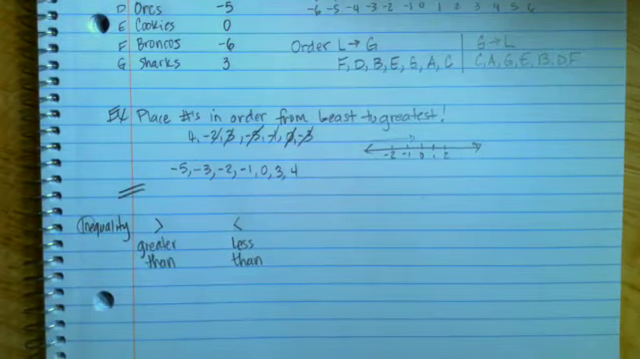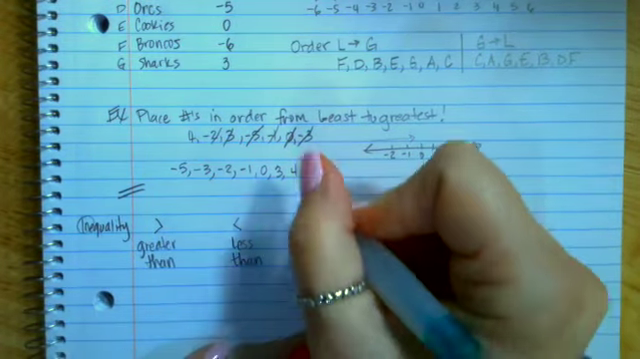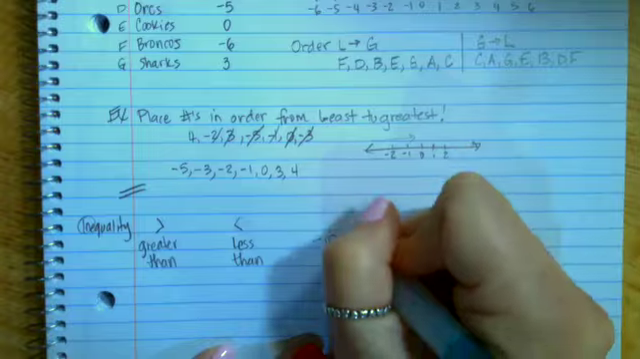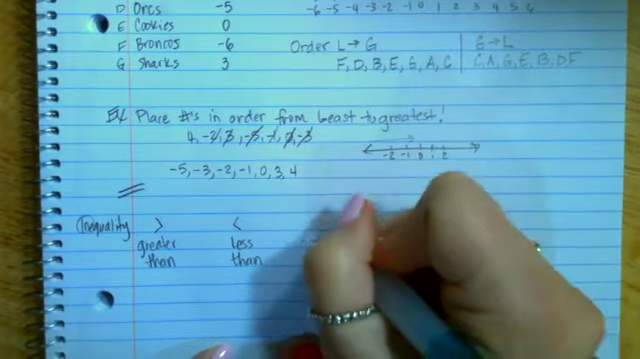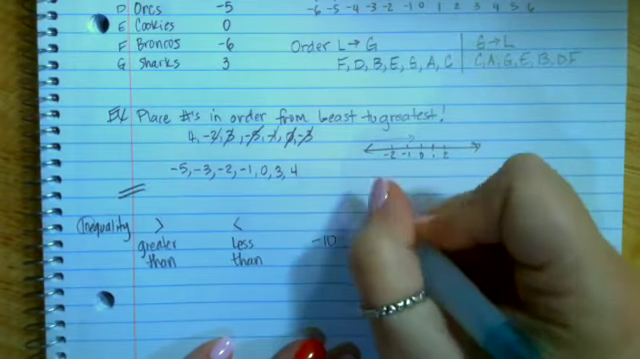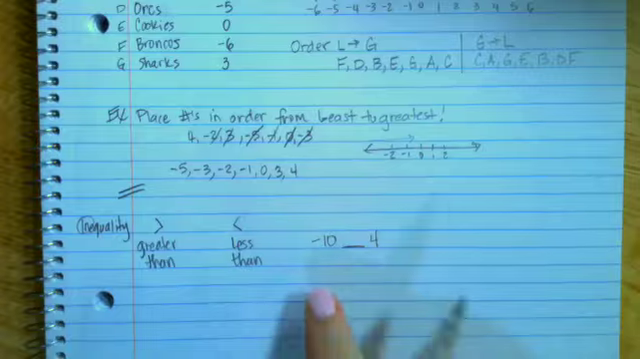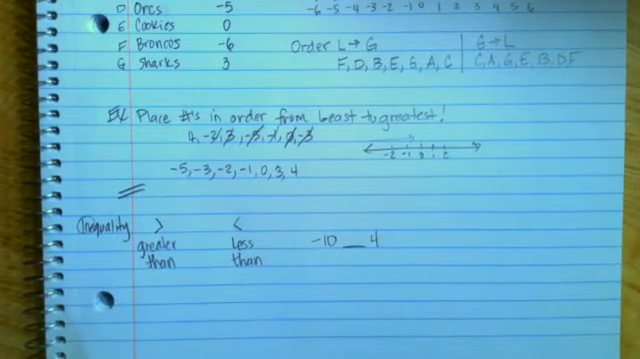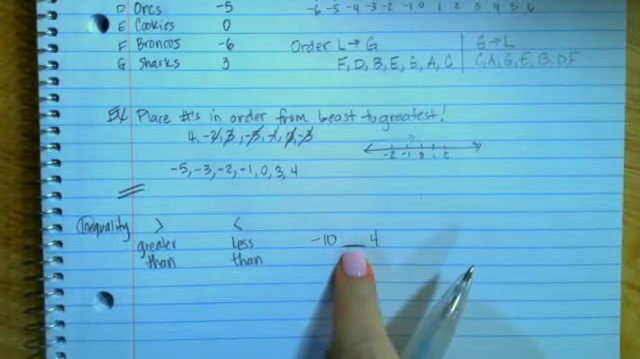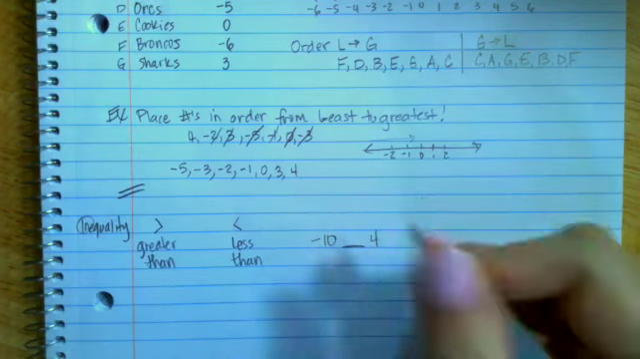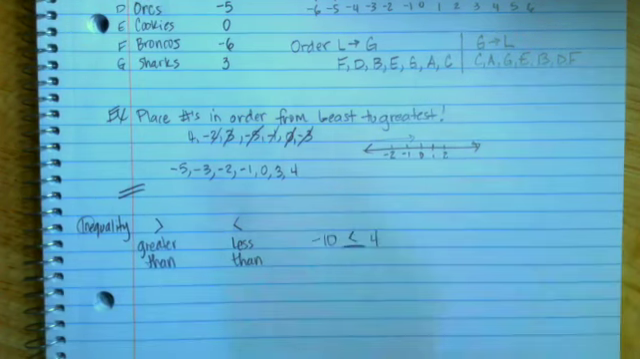Okay, so if I asked you to compare, let's say -10 compared to, I mean, they could put a circle, they could put a box, 4. You're going to read it from left to right like you do on a sentence, like when you're reading a book. -10 is blank to 4. Well, -10 is less than 4.